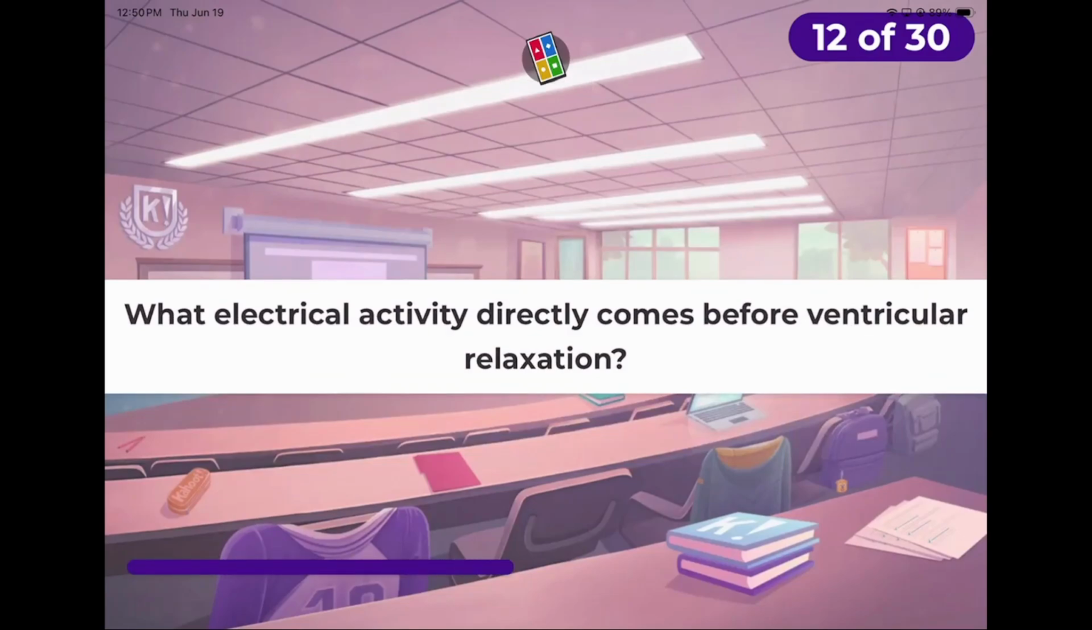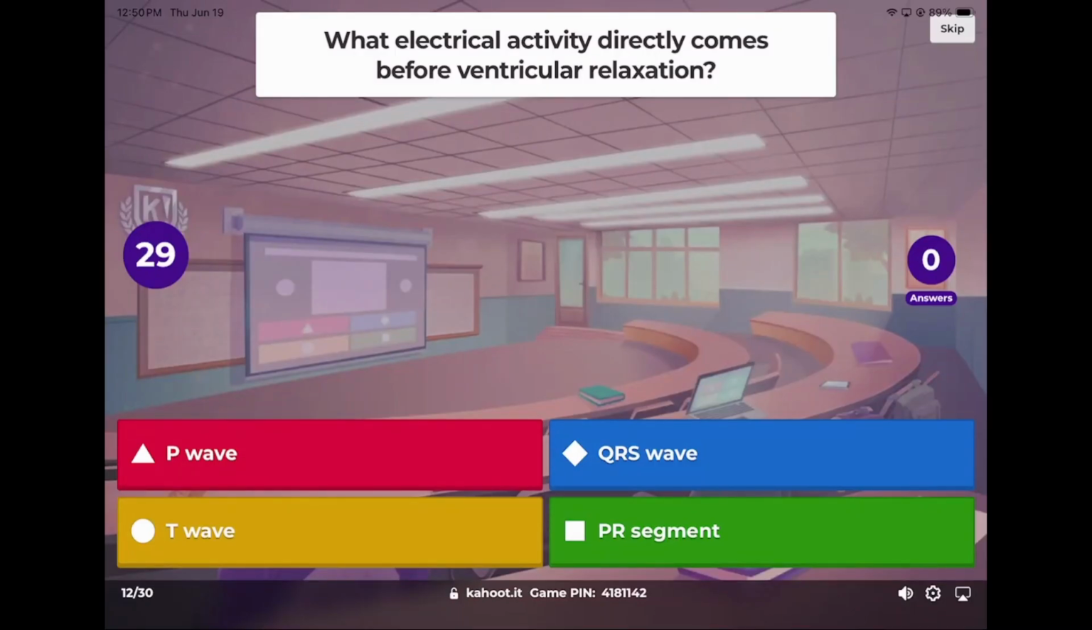What electrical activity directly comes before ventricular relaxation? So ventricular relaxation is a mechanical event. When the heart relaxes, what has to happen right before it?